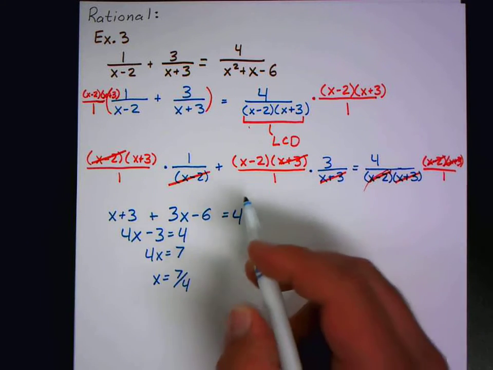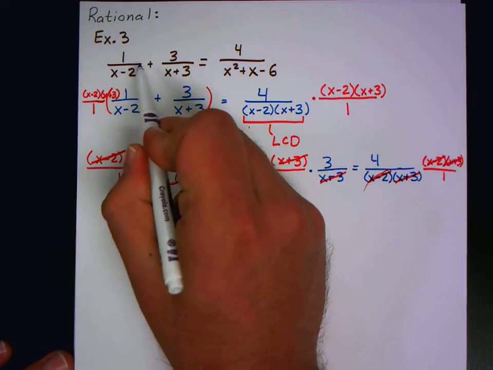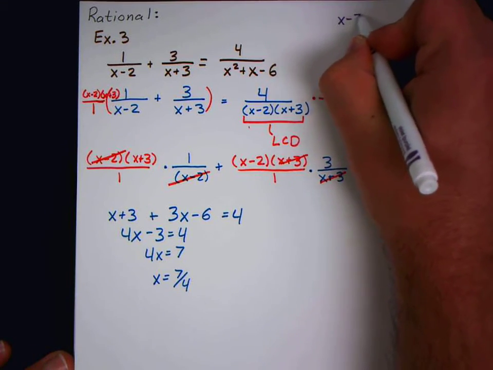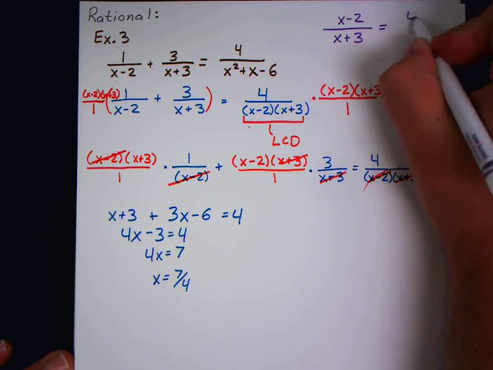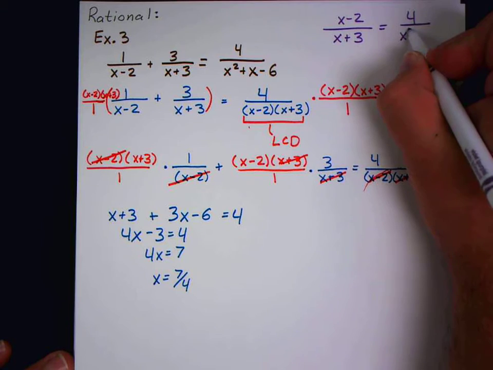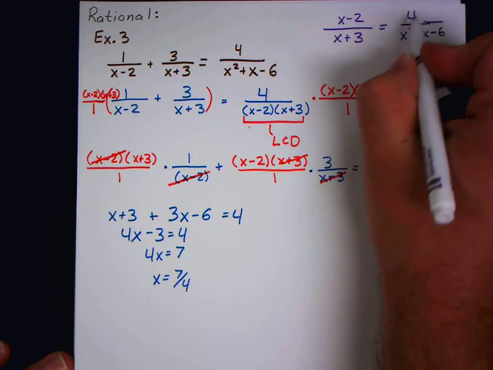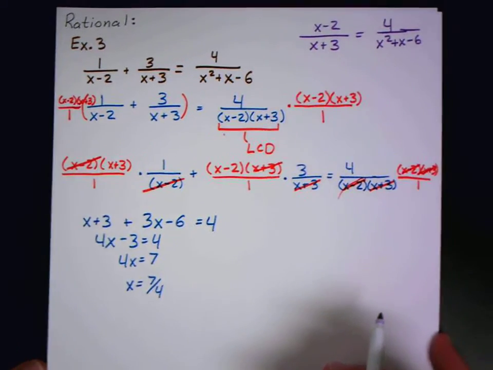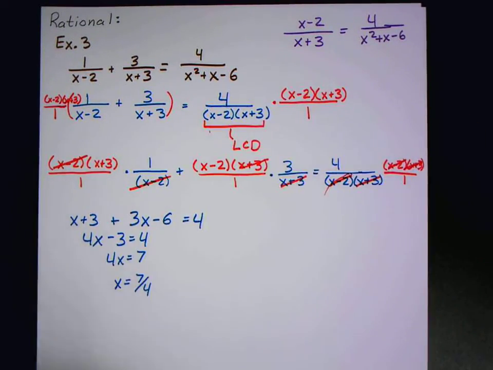There are problems where you can cross multiply. In order to cross multiply, you can't have this plus sign here. If you had a problem that looked like this, that kind of problem, you could just cross multiply.